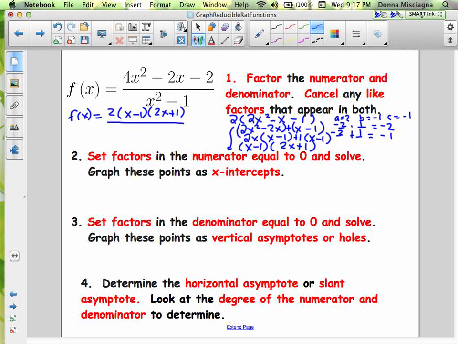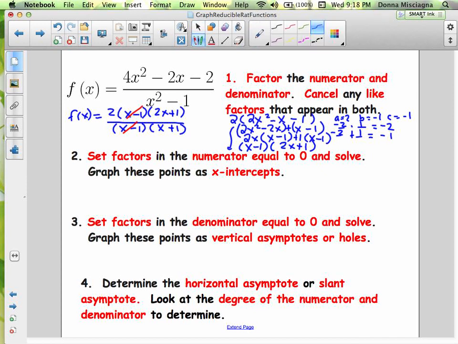Now the denominator is just a difference of squares, so that's an easy factor. Square root minus square root plus square root. So this would be x minus 1 times x plus 1. And if you notice, we have the same factor in the numerator and denominator. We have an x minus 1. So we can cancel that out.